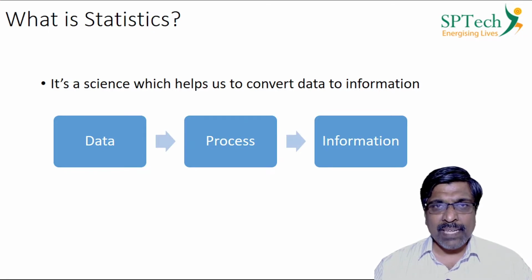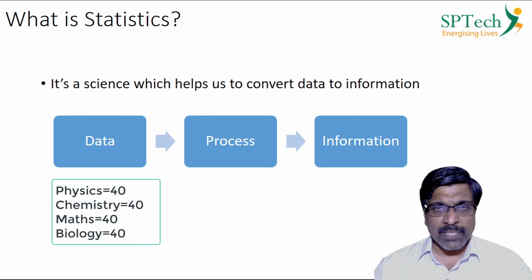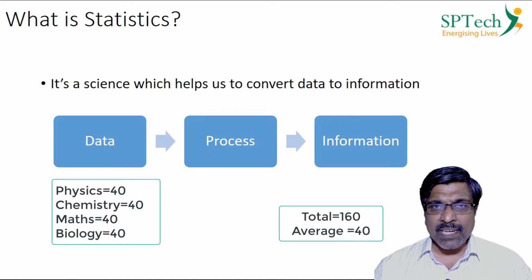Now let me give you a simple example to help you understand the difference between data and information. Let us take the marks of a student scored in 4 different subjects: physics, chemistry, maths and biology. Let's say that he scores 40 in physics, 40 in maths, 40 in chemistry and 40 in biology. That means he is scoring 160 in total, which means the average is 40. Now this 40 is called information. So in order to get this information, you have to process this particular data.